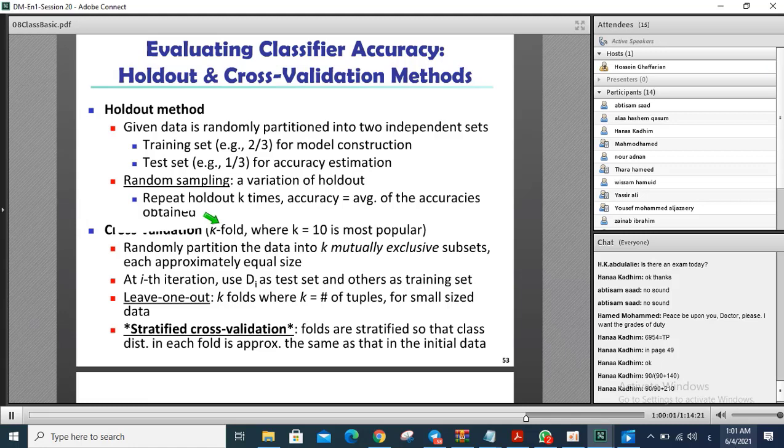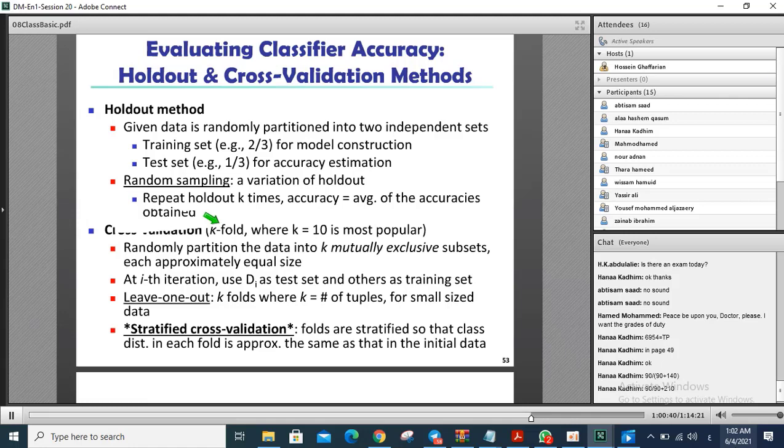You cannot find a sample in more than one of those folds or those partitions. Most of the time we use k equals 10 in our calculations. For example, if you use Weka, you can see the number 10 as a predefined value for k-fold.